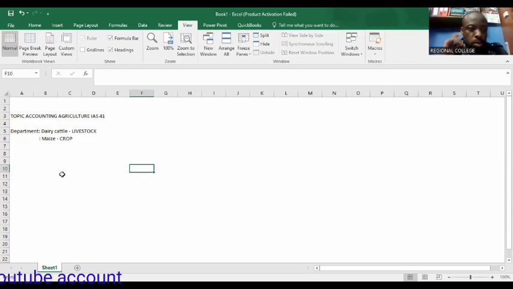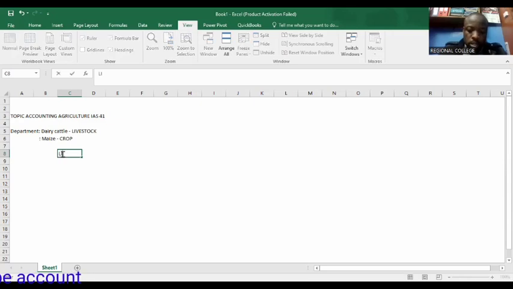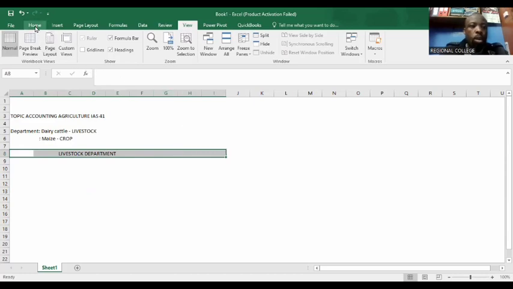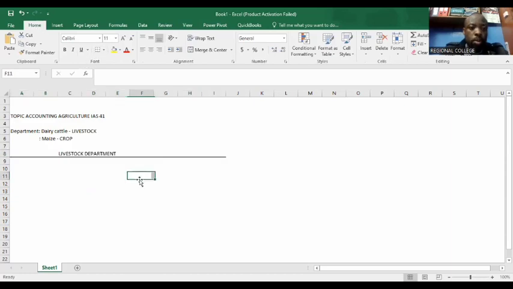So let's start with the livestock department. Anything with the cattle, take it to livestock. So you just come here and write livestock department. We can create 2 columns. And remember the shillings have been put into thousands.